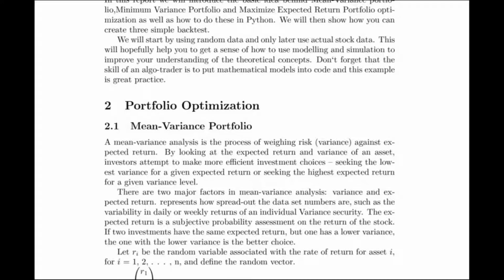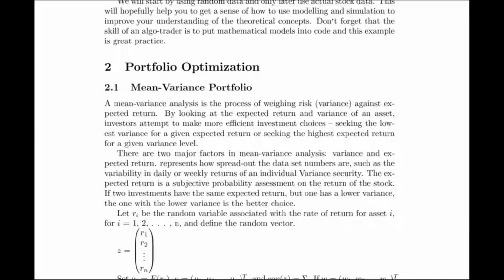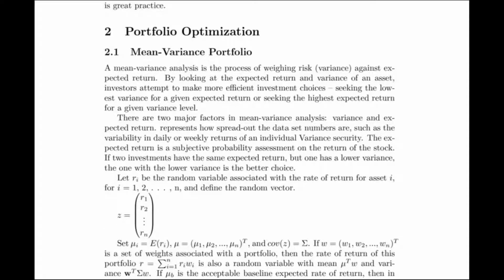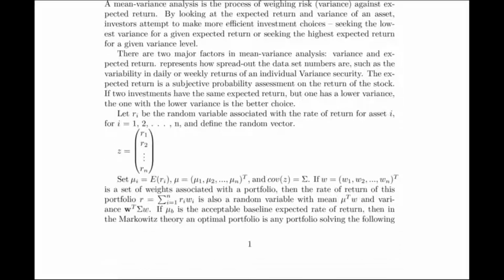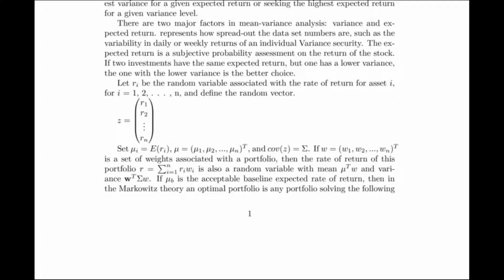There are 2 major factors in mean variance analysis: variance and expected return. Variance represents how spread out the data set numbers are, such as the variability in daily or weekly returns of an individual security. The expected return is a subjective probability assessment on the return of a stock. If 2 investments have the same expected return but one has a lower variance, the one with the lower variance is a better choice. Now we just need to make some definitions of the expected return and the covariance of each stock and the weight of each stock.